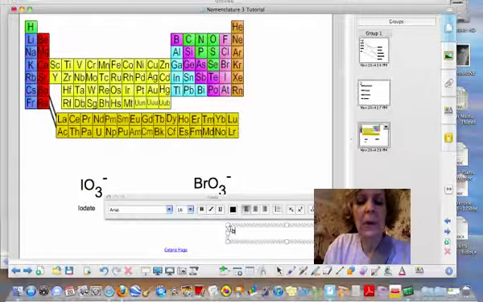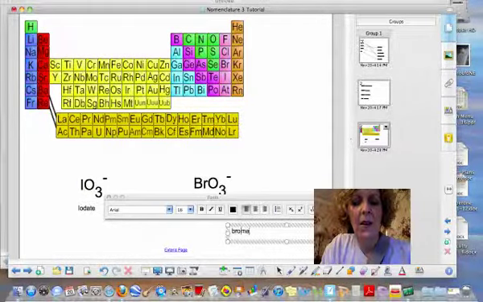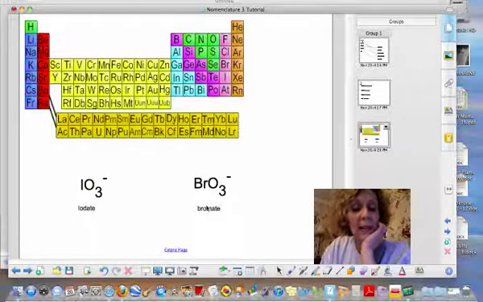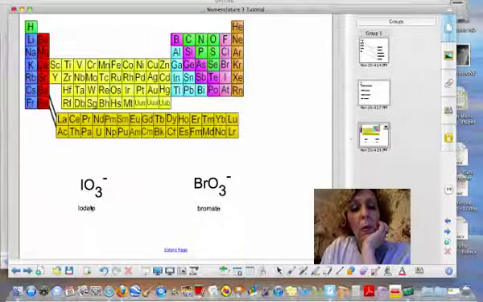And this one would be, can you guess? Bromate. Excellent. And if it was BrO2, it would be bromite. And if it was IO2, charge minus 1, it would be iodite.